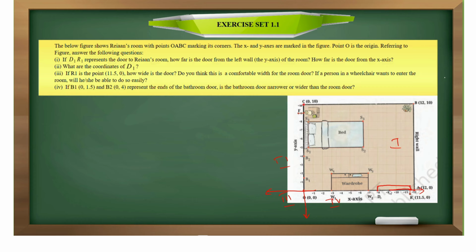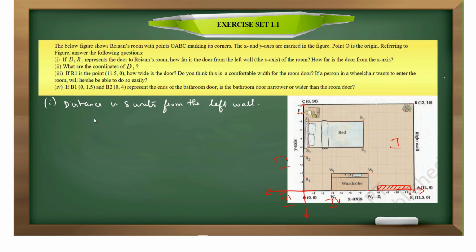Let's assume that here is the door, because they are saying that D1 R1 is the door. So how far is the distance from the y-axis? That is our question, which is nothing but 8 units. So for our first question, from the diagram it is clear that the answer is 8 units from the left wall.